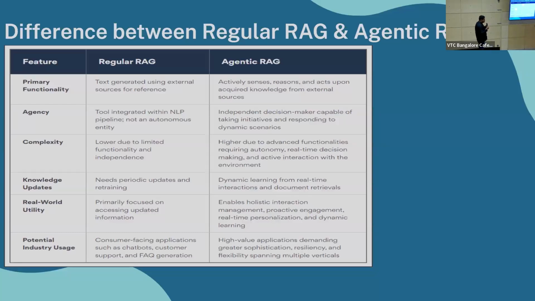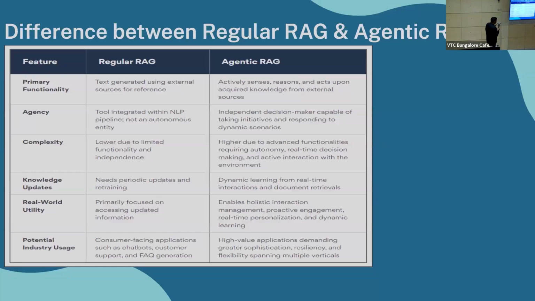It keeps on updating its knowledge base. It doesn't rely on a static knowledge base. Because of this dynamic learning, it can evolve its learning base over a period of time. And that's why, for the user query that you give, you will find that the answers are more real time and more on the latest happenings compared to a traditional RAG.